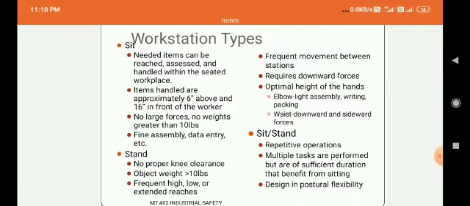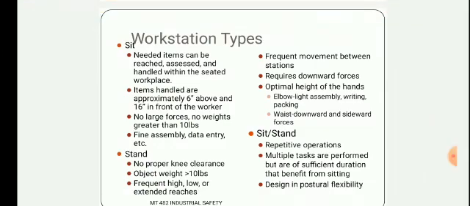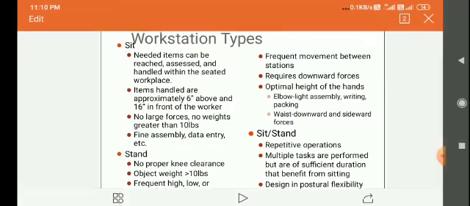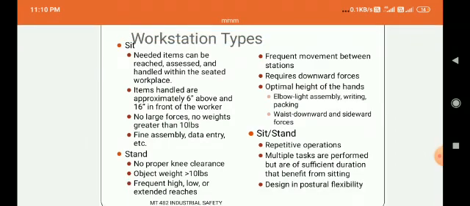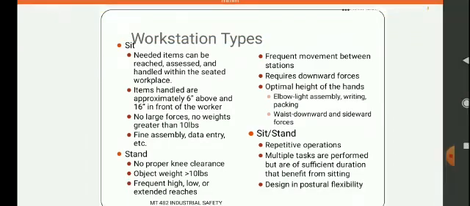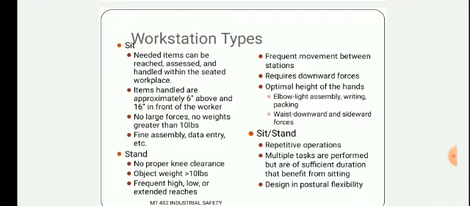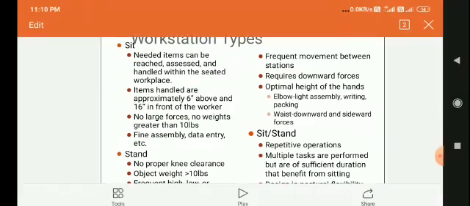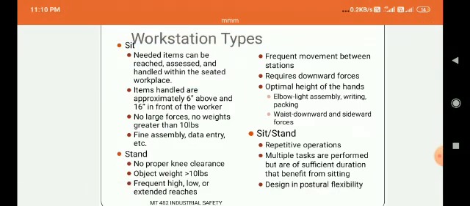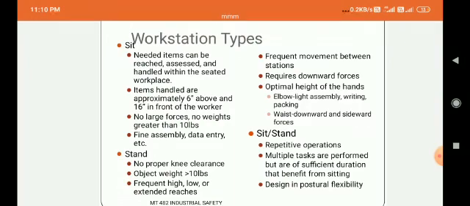Then standing work, where there is no proper knee clearance. Object weight should not be greater than 10 lbs. 1 lb is equal to something around 456 grams. Frequent high, low, or extended reaches may cause problems. Frequent movement between stations may also cause problems. Work that requires downward forces may cause problems too.